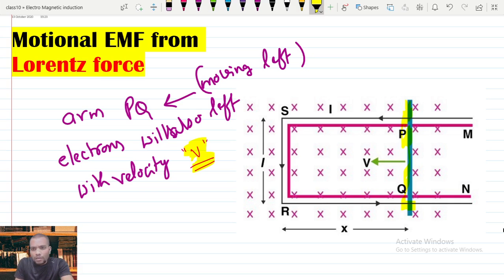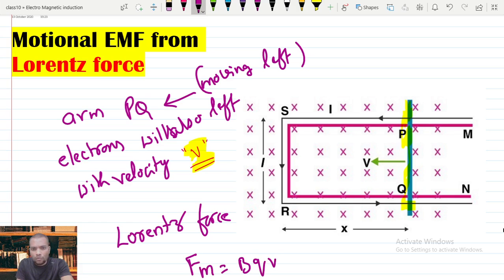Now, if those electrons are moving in the uniform magnetic field, the Lorentz force will act on those electrons. The electrons experience a magnetic force, which is known as Lorentz force. The force due to the magnet equals BQV. So this is the first expression.